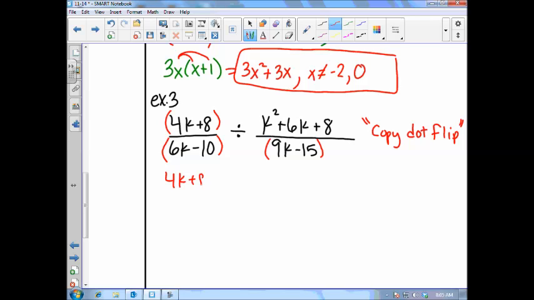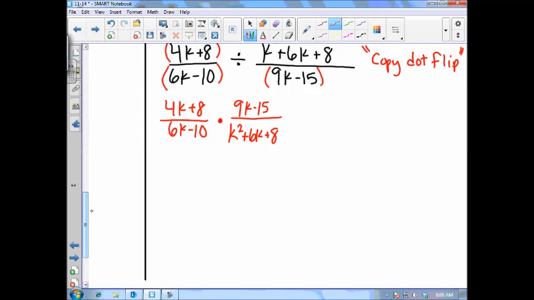4k plus 8 over 6k minus 10 gets copied. What does the dot represent? Multiplication, and then you flip the second one. So now 9k minus 15 is in the numerator, and the trinomial goes in the denominator. K squared plus 6k plus 8. Copy, dot, flip. I think I actually like that a lot better than flip and multiply. Yeah, let's put those parentheses in.